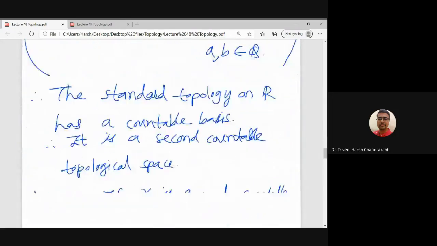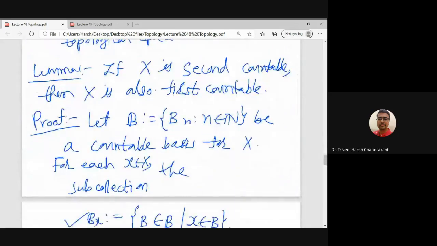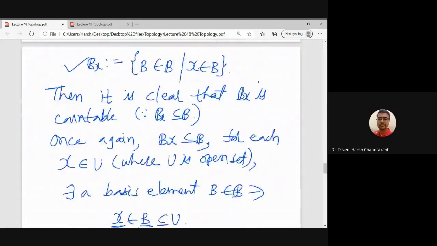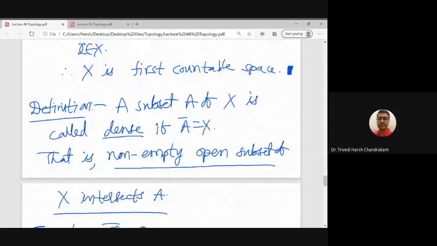That is more or less what we discussed here, and then we discussed a lemma that every second countable space is first countable. Whenever we have a topological space in which we have a countable basis, it will always contain countable bases at a particular point. That is what we discuss in this lemma.